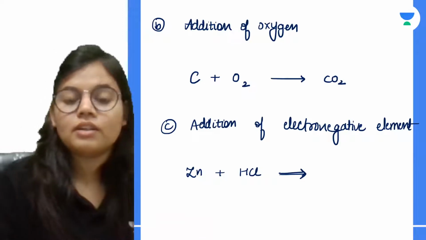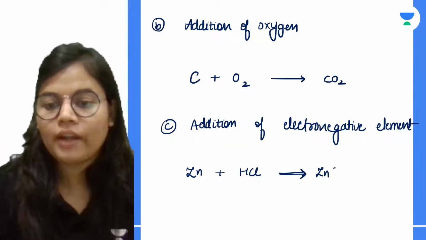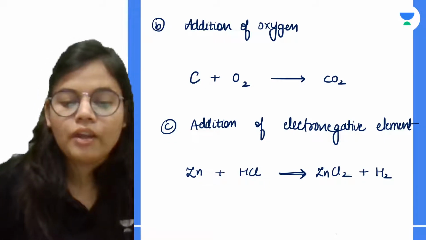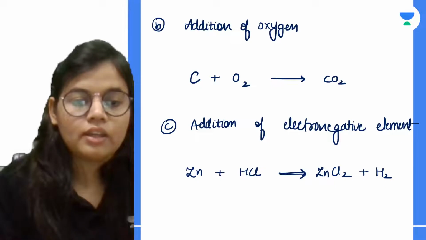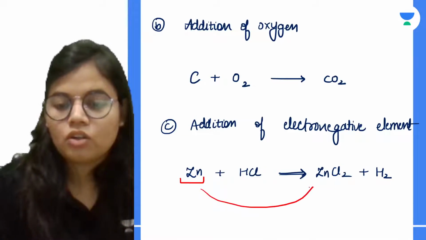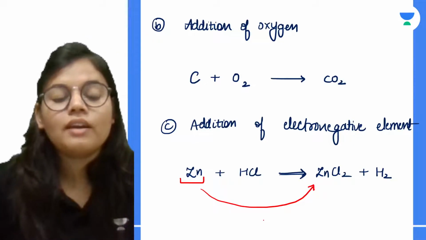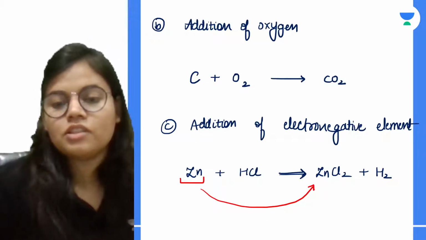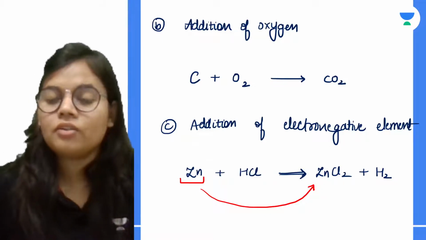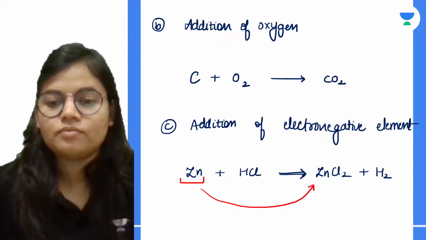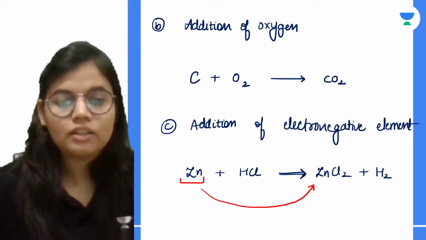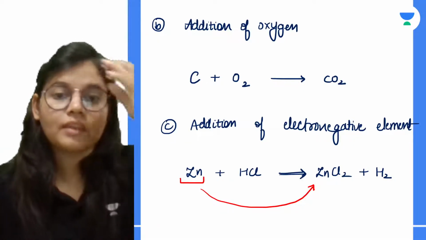What are the products that we are getting? It's zinc chloride plus hydrogen. So what is happening to zinc? From zinc to zinc chloride, there is an addition of an electronegative element, which is chlorine, and that also is referred to as oxidation. Did you get it? Are these three definitions clear to everyone? Kindly let me know in yes or no.